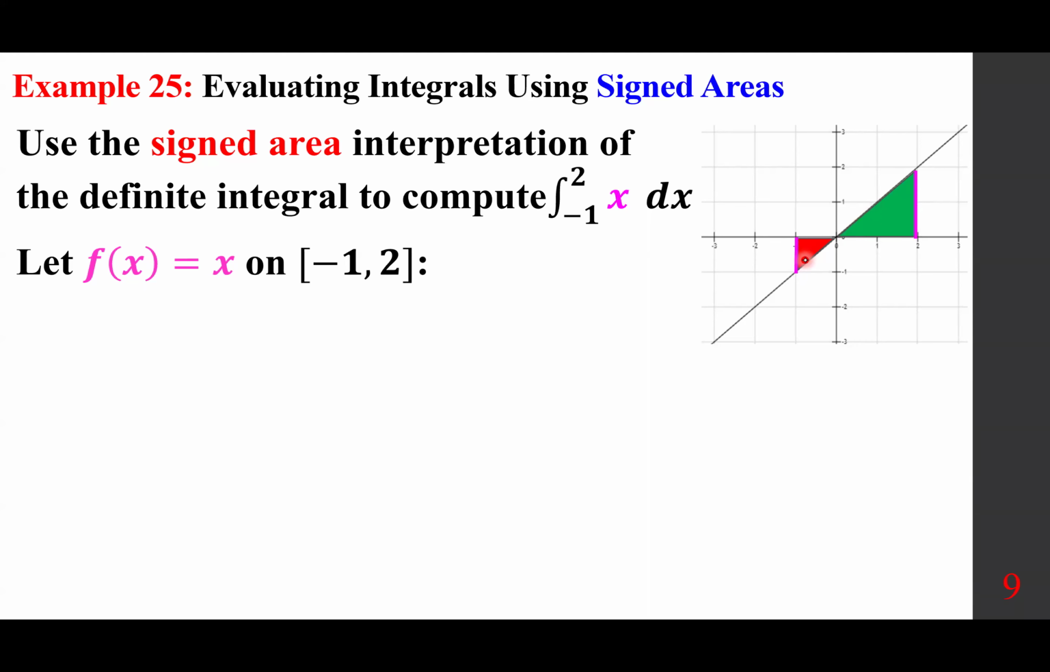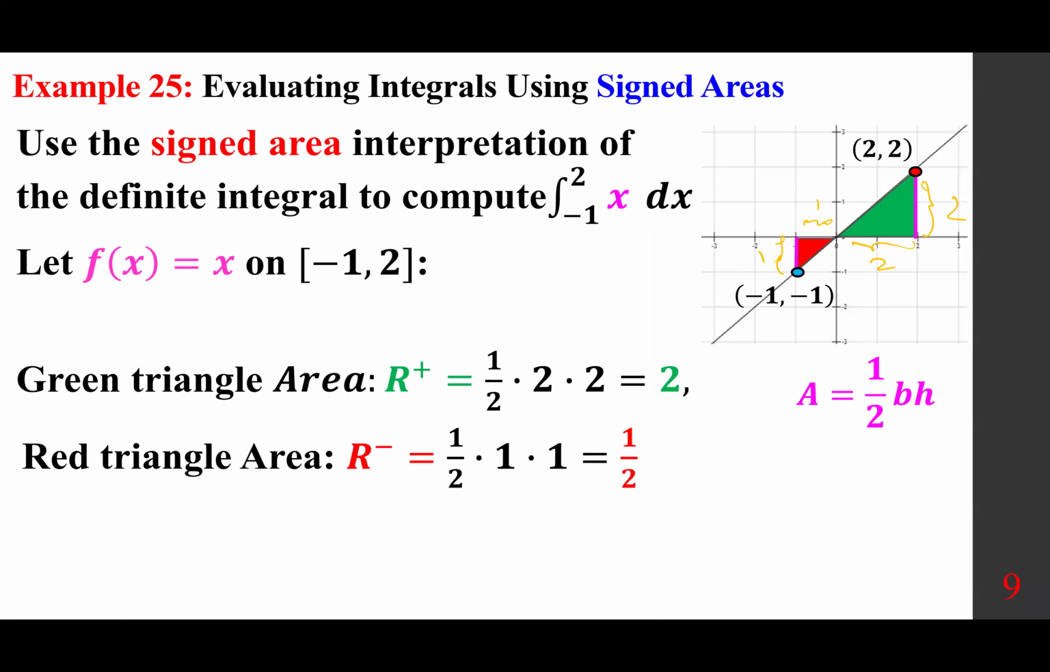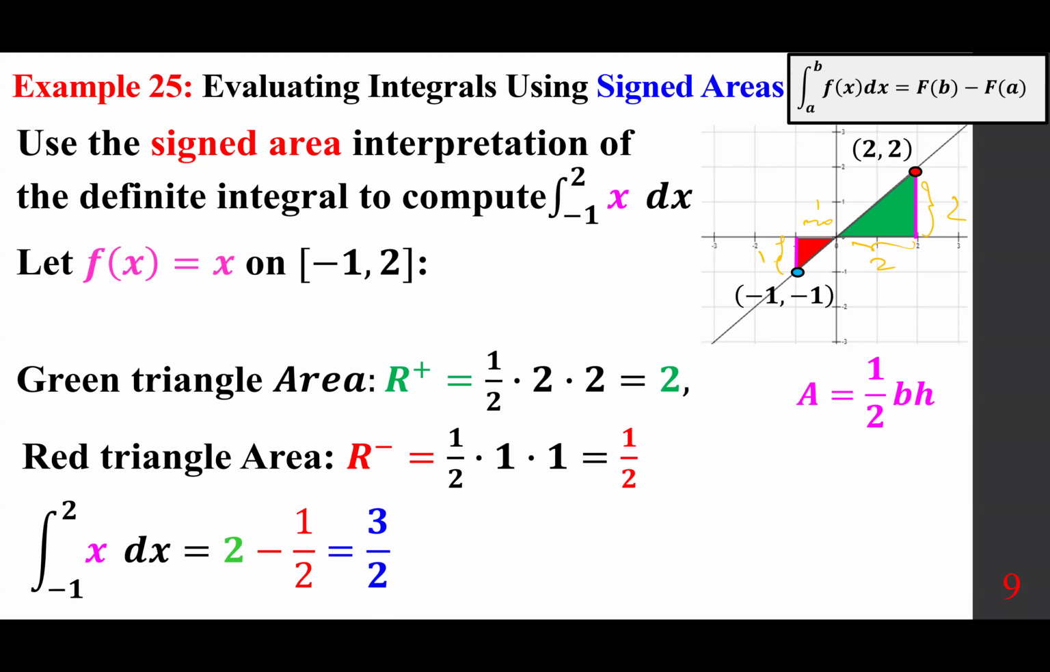And we know it's a familiar geometric shape. It's a triangle. So the area is 1/2 base times the height. So we can easily calculate it. This point has coordinates 2, 2. This point has coordinates -1, -1, which means for the green one, the base and the height are 2. For this one, 1. So the green one is 1/2 times 2 times 2, or 2. The red one is 1/2 times 1 times 1, or 1/2. And this integral is the difference of the areas, 2 minus 1/2 or 3/2. Very easy because it's a geometric shape and we can handle it.